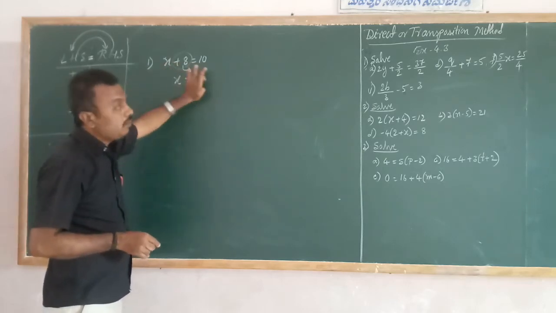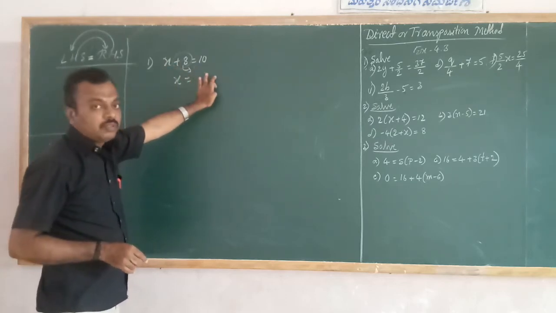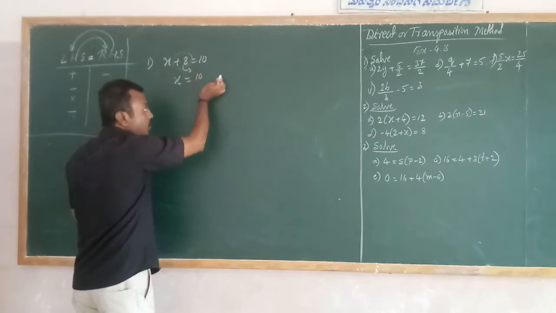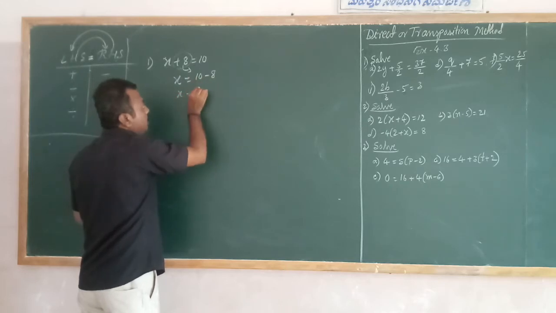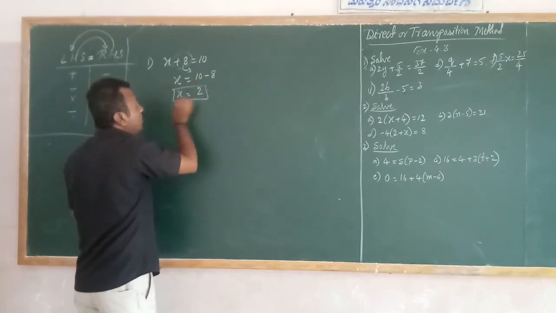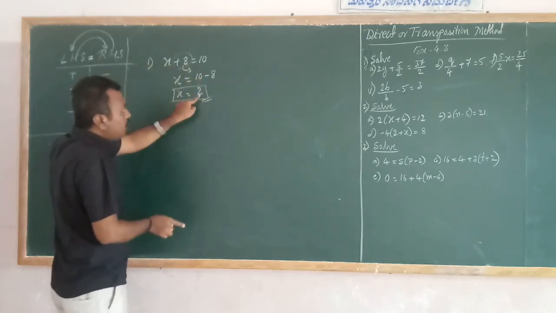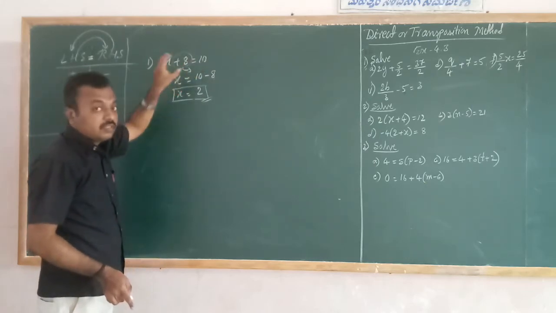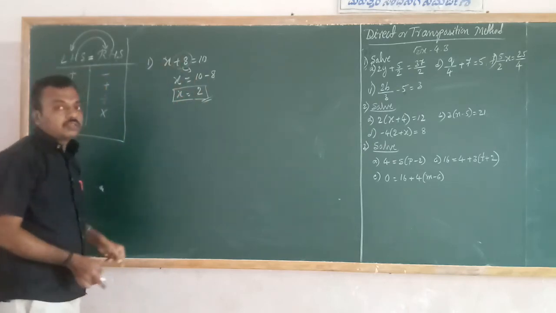I am transposing it. First write what we have in the RHS, then transpose. Plus 8 becomes minus 8. Now x is equal to 10 minus 8, which is 2. The value of x is 2. If we put this value in the equation, the LHS becomes equal to the RHS. The value of x is 2, and 2 plus 8 is 10. This is the verification. This method is the direct or transposition method.